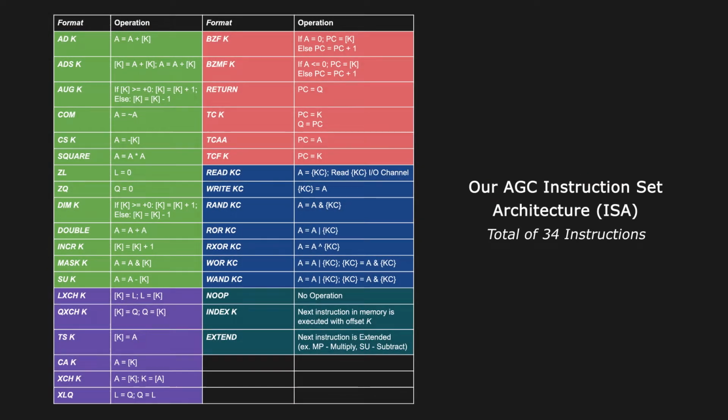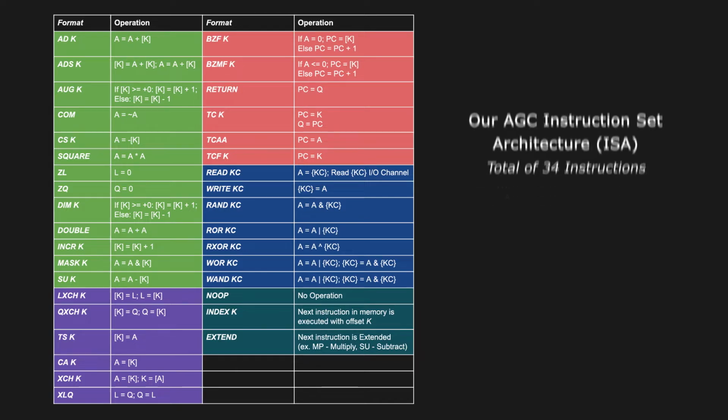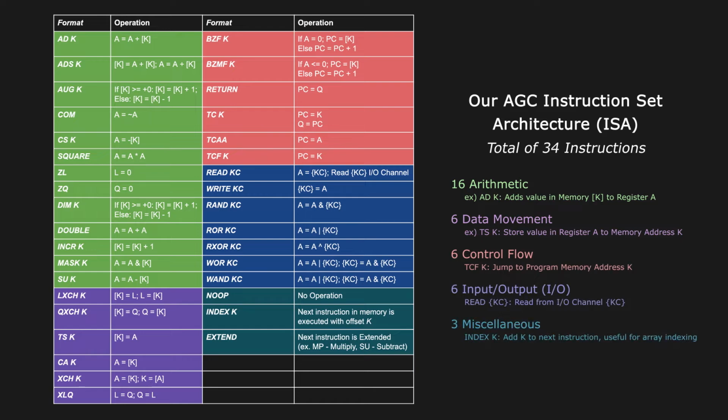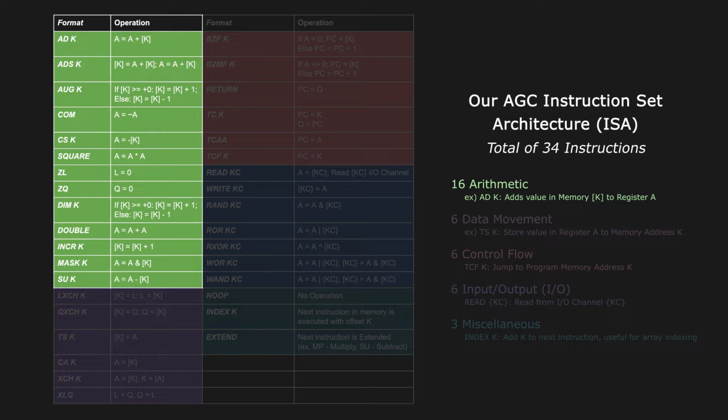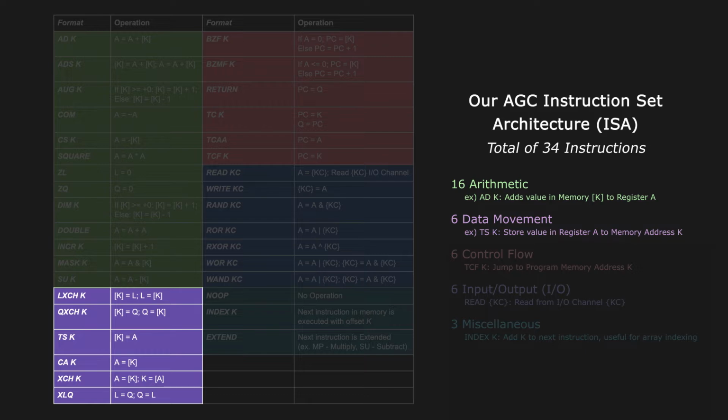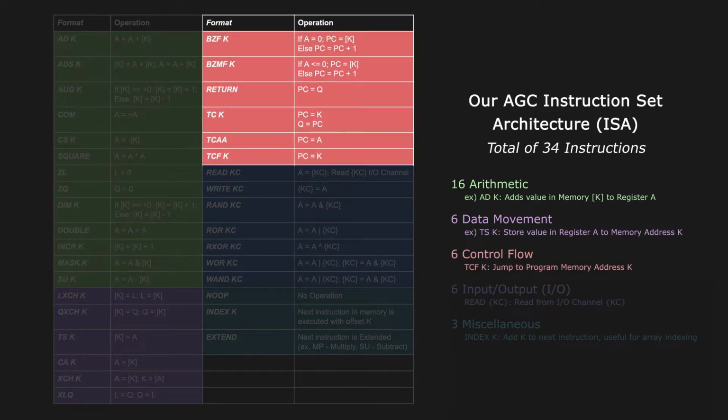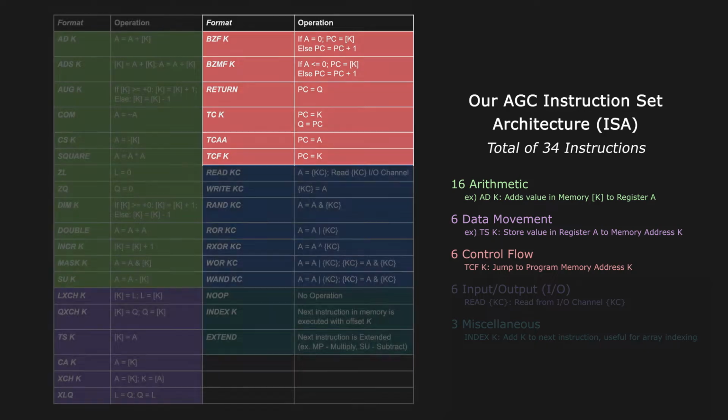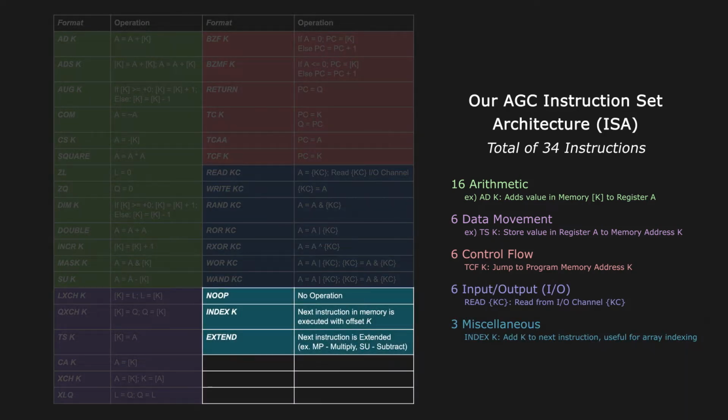The AGC's instruction set was constructed specifically to meet the demands of space travel. The architecture used 15-bit words and 1's complement arithmetic. Our architecture includes 34 instructions. 16 of these are arithmetic instructions such as add, which adds the A register to the value stored at the address K in memory and stores the result in the A register. 6 are data movement instructions such as transfer to storage. 6 are control flow instructions, 6 are I/O instructions, and 3 are miscellaneous instructions.